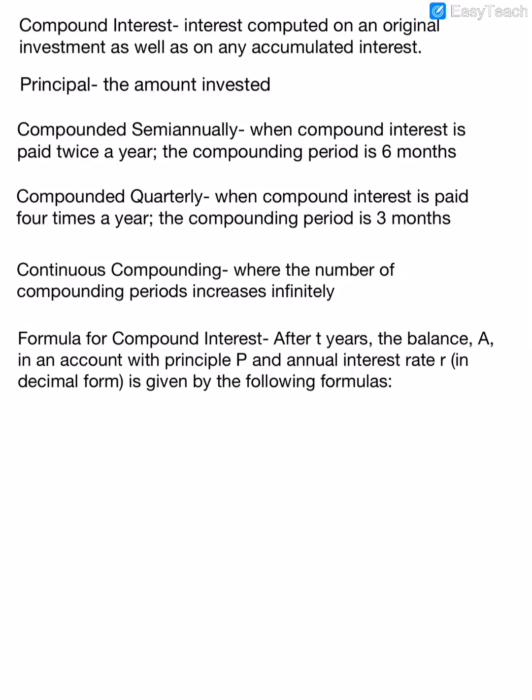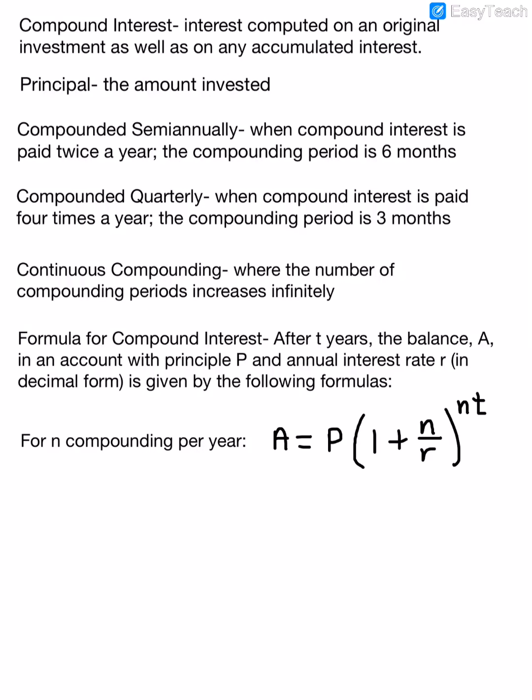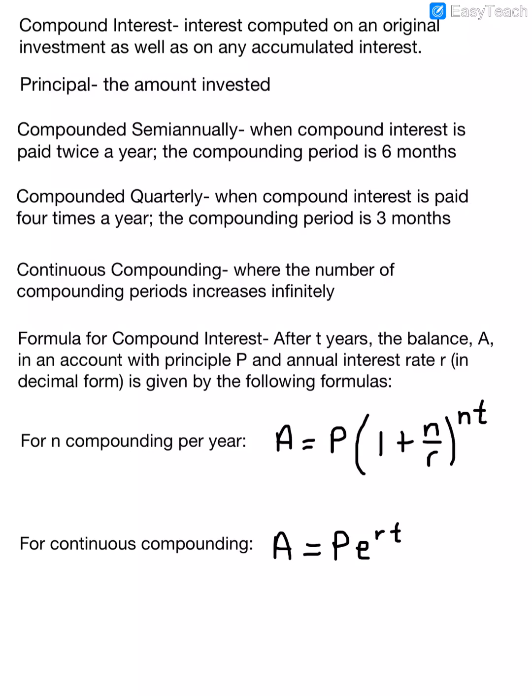And these are the formulas that are used when we're compounding interest. For n compoundings per year, which means a number of compoundings per year, the formula that we use is A equals P times (1 plus R over N) raised to the NT power. And for continuous compounding, we use what's called the PERT formula: A equals P times e raised to the RT power.